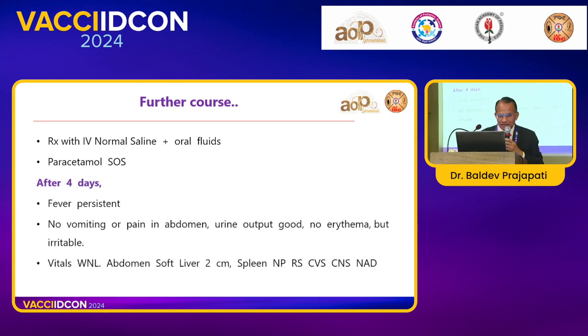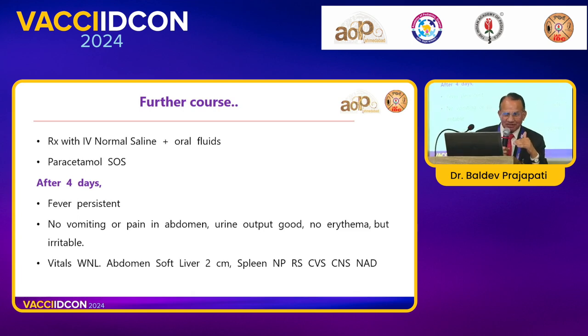But after 4 days, we were planning to discharge. The child developed mild fever, not persistent, and now the fever increased. But there was no vomiting, no pain in abdomen, urine was good, no erythema, but the child was now irritable, which was not so at the time of the dengue. Vitals were normal, abdomen was soft, liver 2 centimeters, spleen not palpable. Other systems on examination, no positive finding was found.